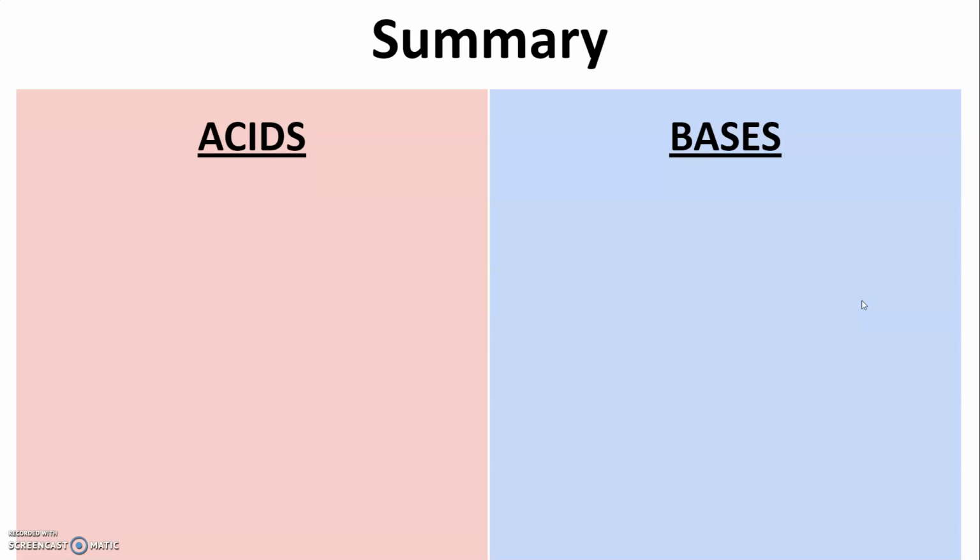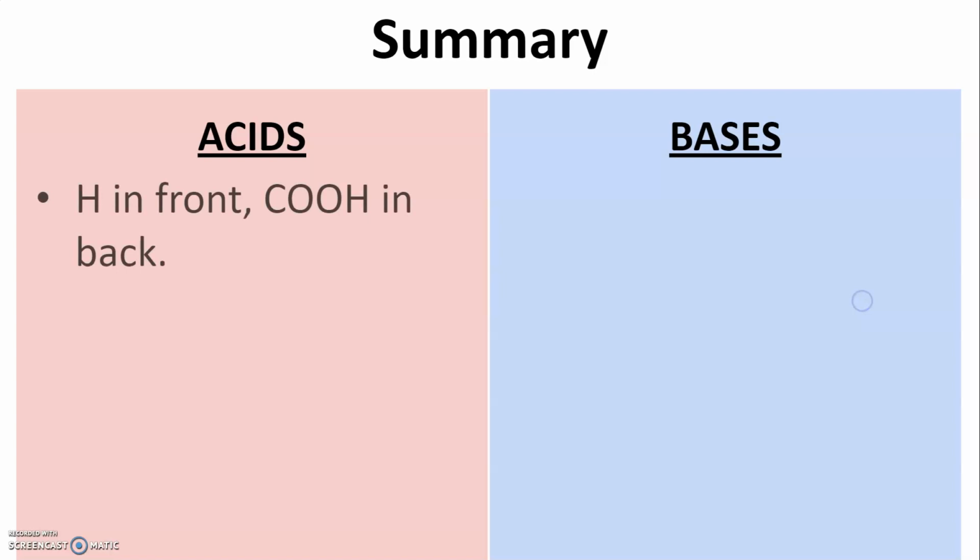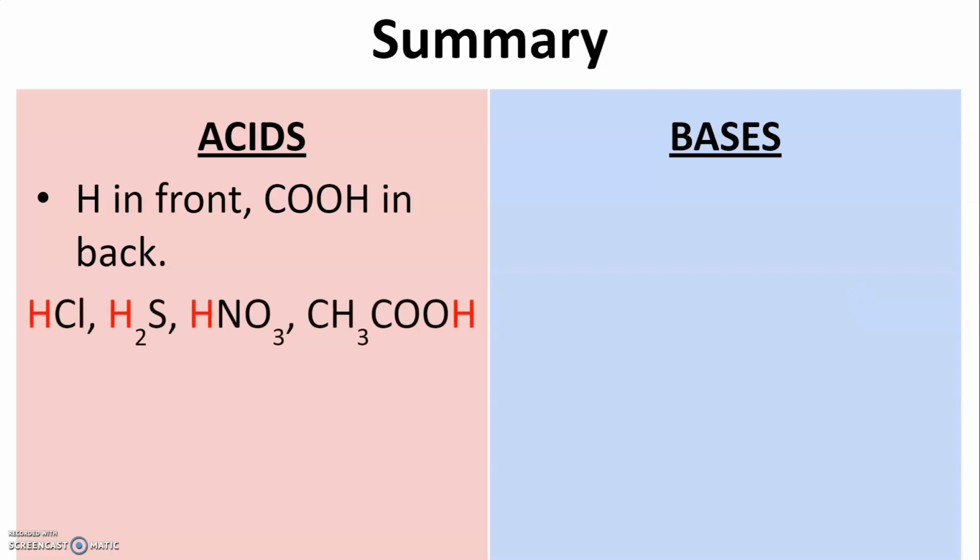All right, so let's summarize some of the things that we've learned about acids and bases. Important to note, acids have H in the front, Q in the back. That's how you can recognize them from their formula. Examples like HCl, H2S, HNO3, you can see the hydrogen in the front. And then something like vinegar, CH3COOH, you can see the Q in the back.